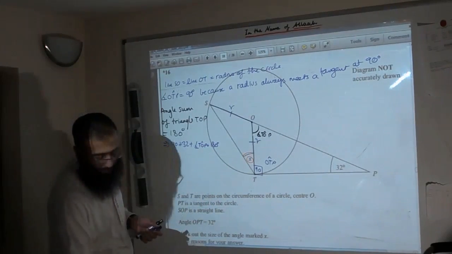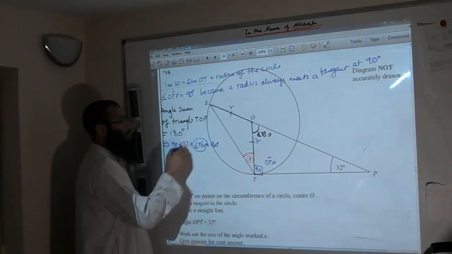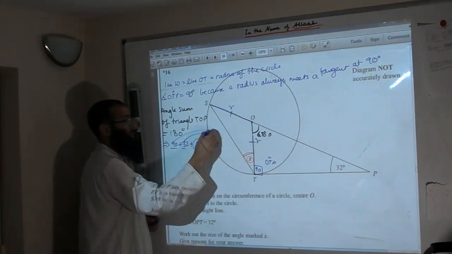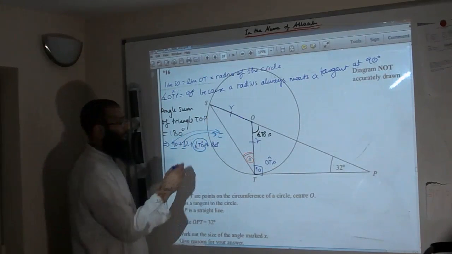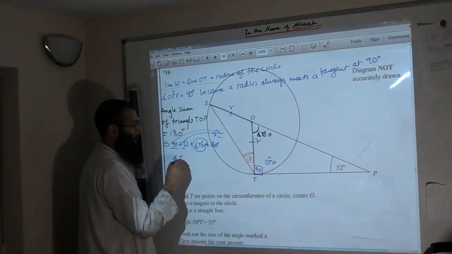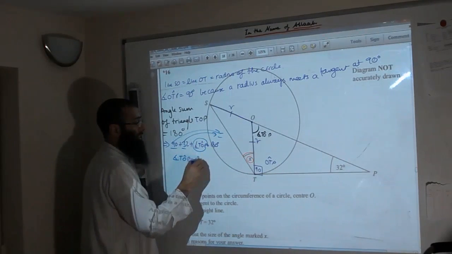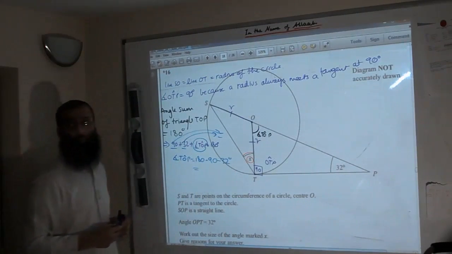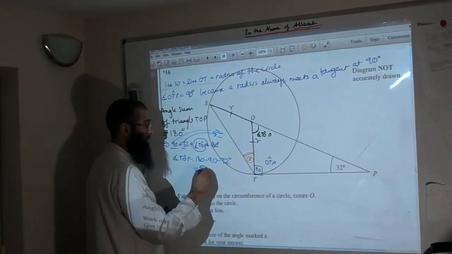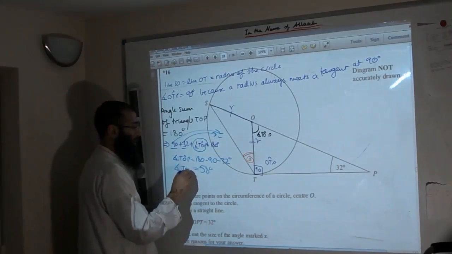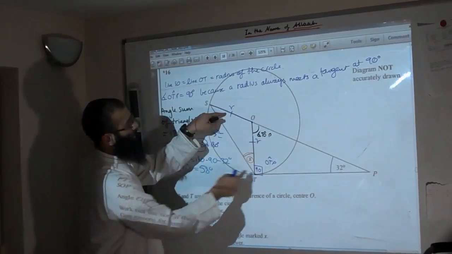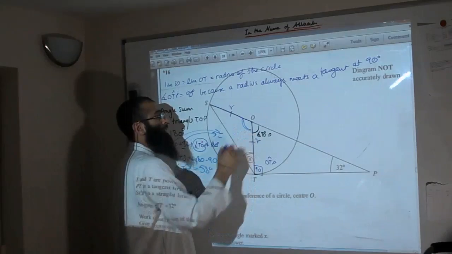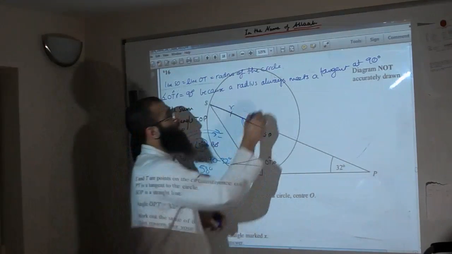So if we want to work out angle TOP, the opposite of adding these two quantities is to take them over and it becomes minus. So angle TOP is equal to 180 degrees minus 90 minus 32. So that will give us an answer of 58 degrees. So we know this is 90, we know this is going to be 58. If this is 58, what's angle SOT going to be?